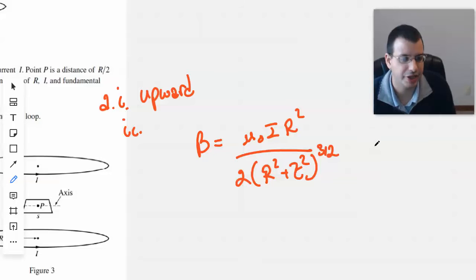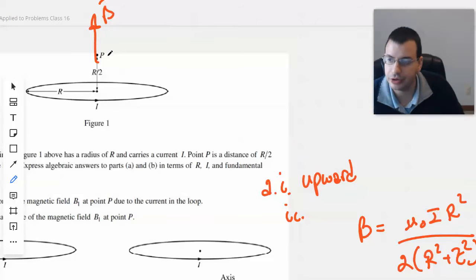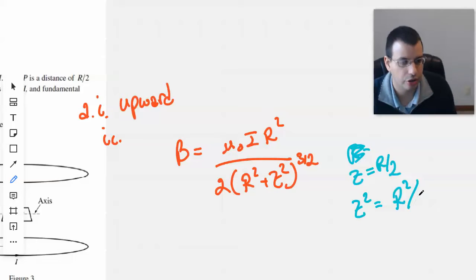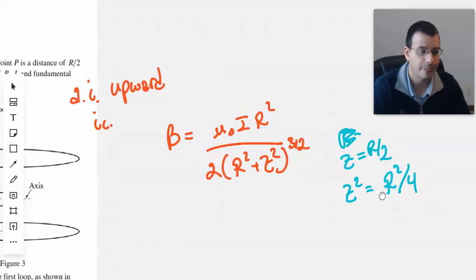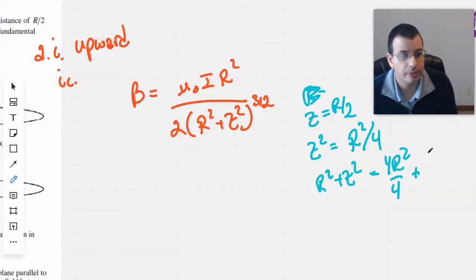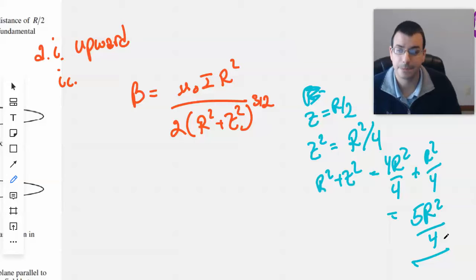Ooh, cyan. That's a good contrast with blue. You say Z equals R over 2. Yep, because that's where point P is. So then we'll have a Z squared, which equals R squared over 4, because 2 squared is 4. And then if we do R squared plus Z squared, we're going to have 4R squared over 4, because that's just R squared, plus R squared over 4 gives us 5R squared over 4. Okay, so that's good.